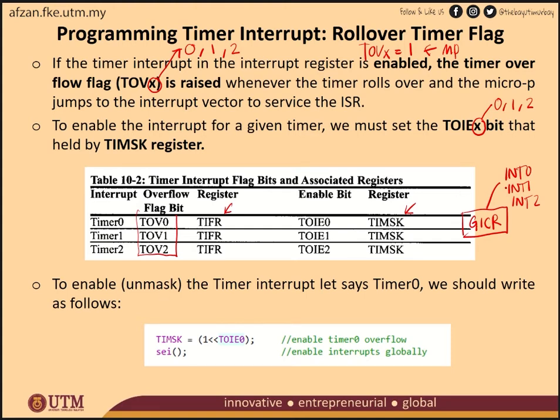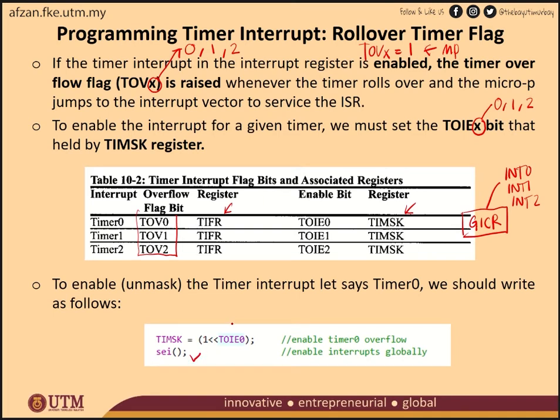So how do we enable the timer interrupt? Similar to what we do in GICR, you need to know the location of each of these timers. For example, to enable the timer 0 interrupt, you can write as follows: TIMSK |= (1<<TOIE0); and of course, the other thing that you need to enable is SEI.